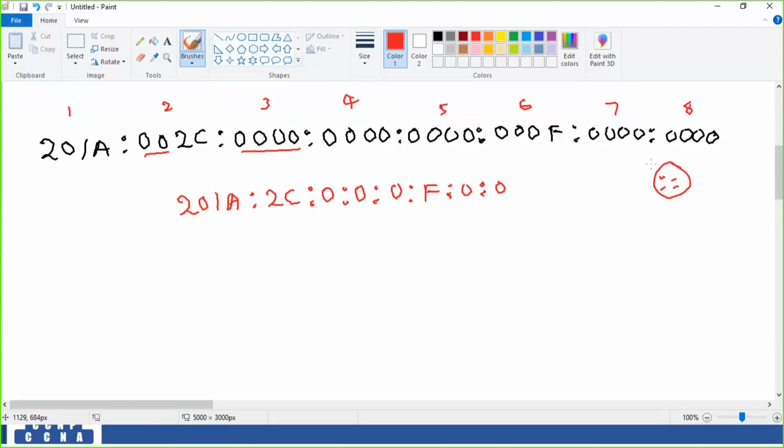Tell me, using the next rule, rule number 3, how can we represent this IPv6 address? 201A colon 2C colon 2C double colon F double colon F double colon double colon.